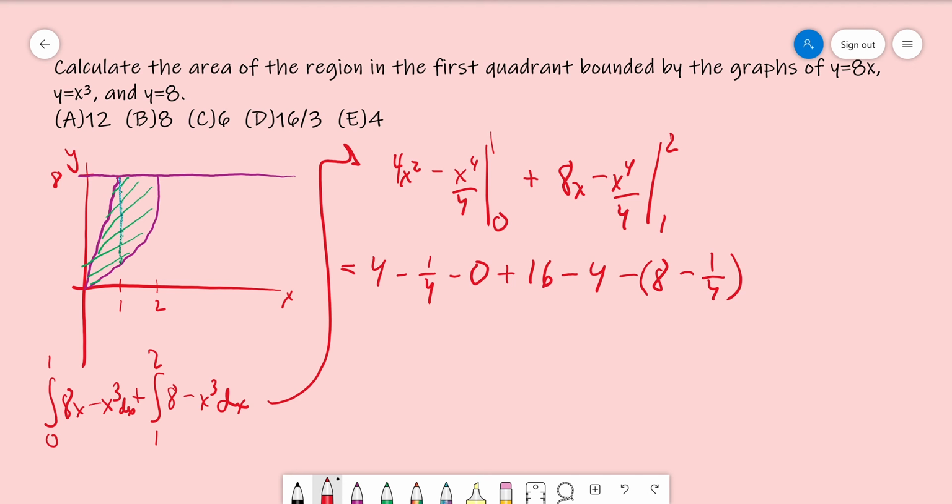Okay, so what do we get? Well, I'm actually just going to get rid of these parentheses and distribute this minus sign. So we'll have a minus 8 and a plus 1/4. So the minus 1/4 and the plus 1/4 cancel out. The 4 and the minus 4 cancel out, and we're left with 16 minus 8, which is 8, and that is answer B.